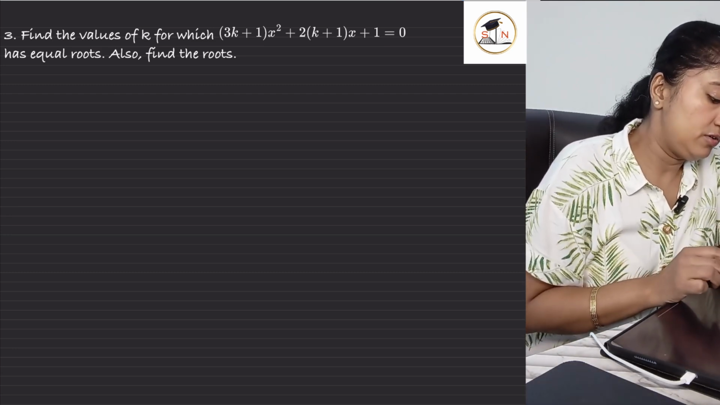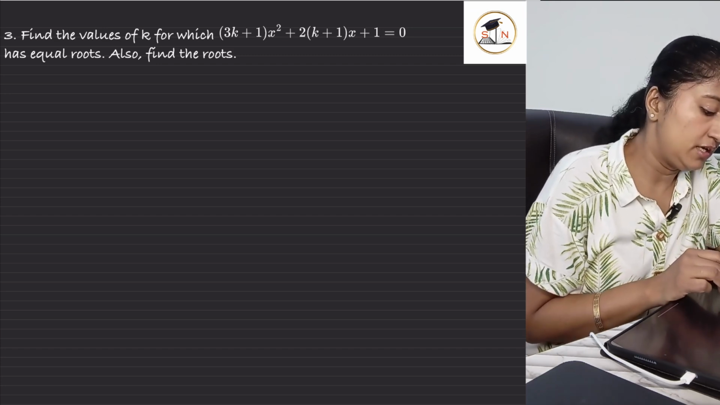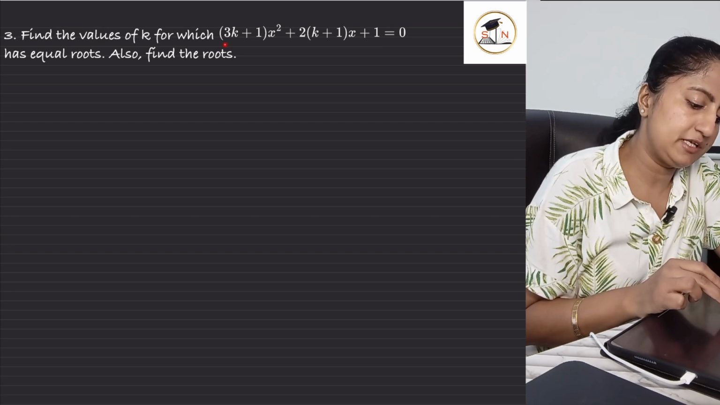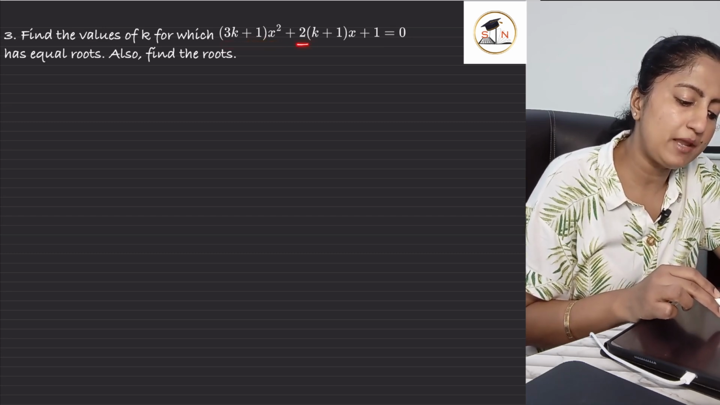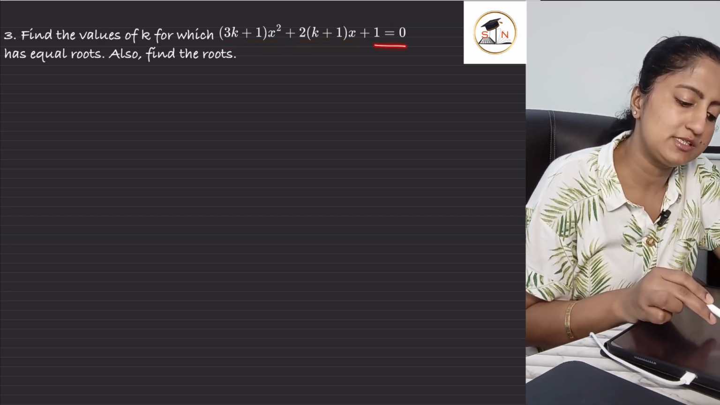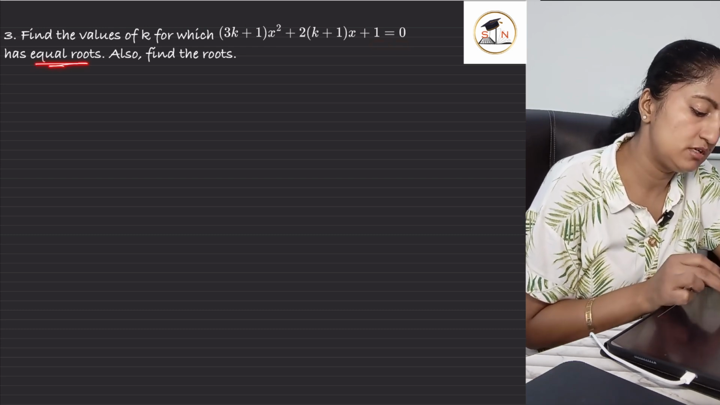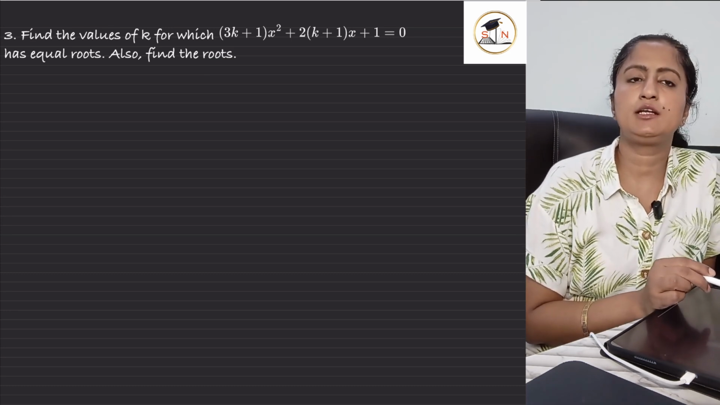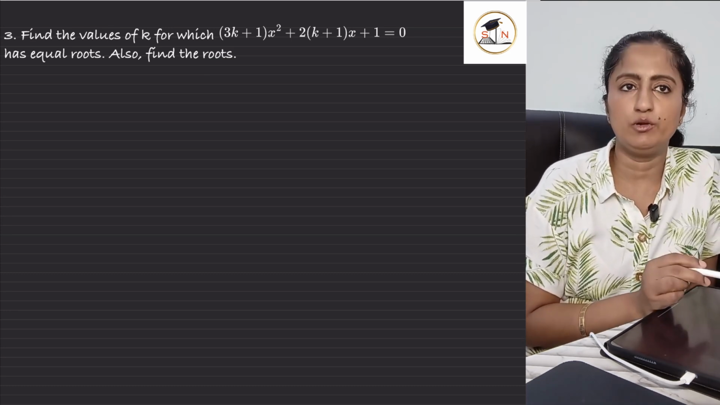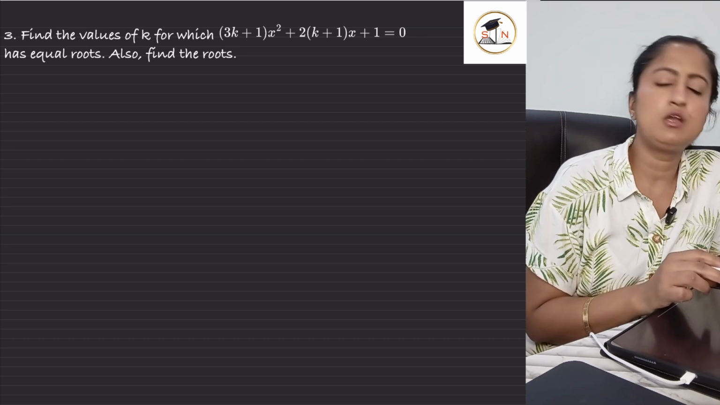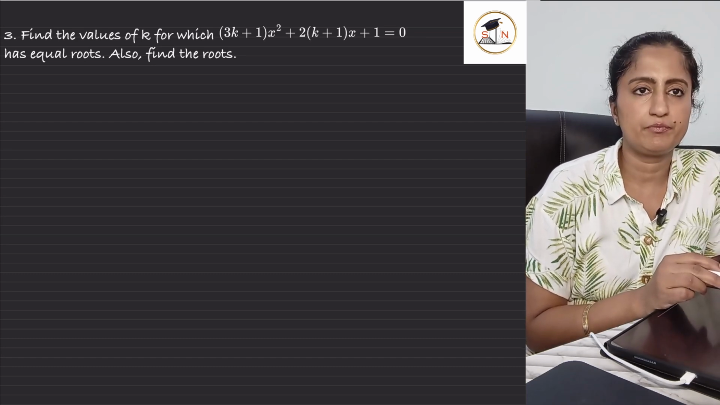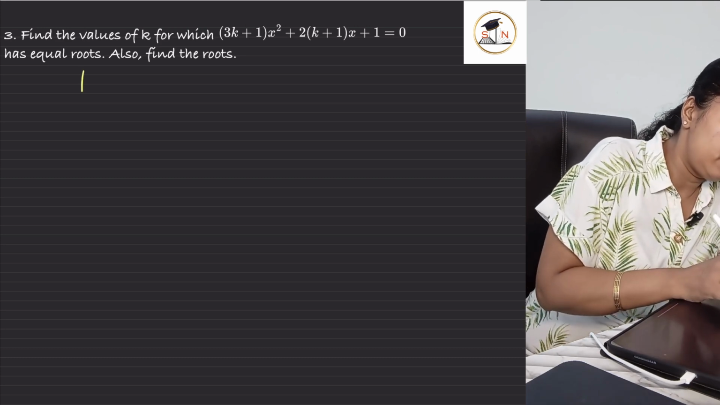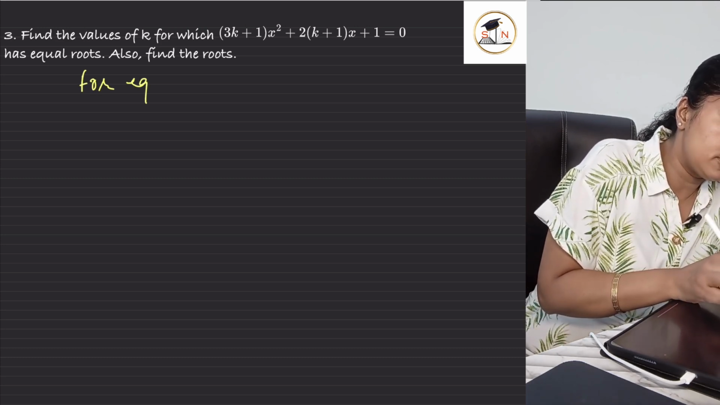Now, starting with the third question. The question says, find the values of k for which (3k plus 1)x square plus (2k plus 1)x plus 1 equals 0 has equal roots. Also, find the roots. Now, we have got a condition that the roots are supposed to be equal, right? So, when the roots are equal, what is the condition for D? D is supposed to be 0, right? That means we will start for equal roots.